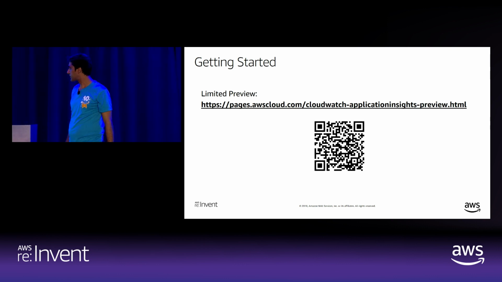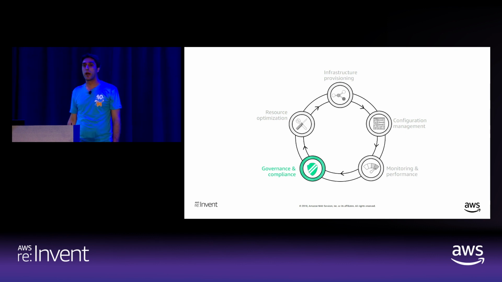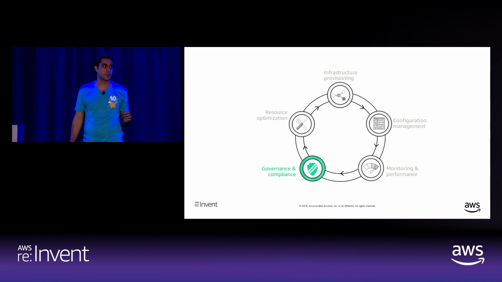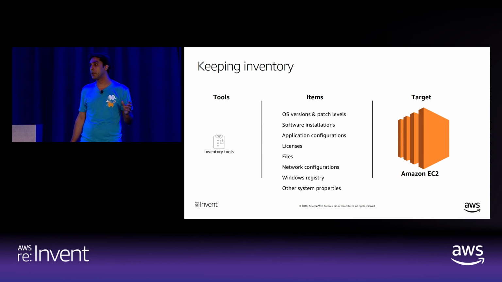So the next thing we want to focus on is governance and compliance. Every organization has certain baselines and certain IT regulations which they want to make sure their environment is in compliance with. But before we can see if our environment is in compliance with some standards, we need to keep an inventory of our whole environment. And what do we mean by that?